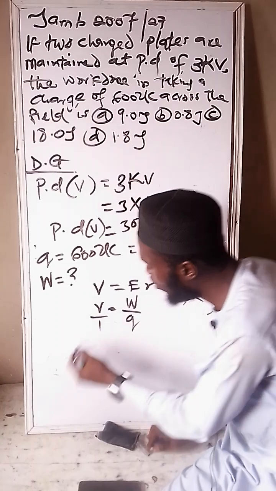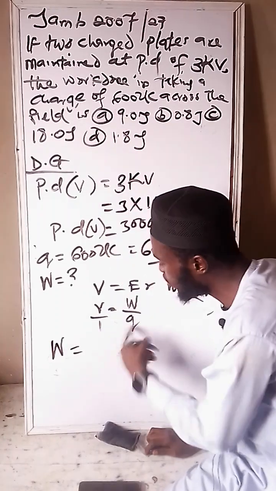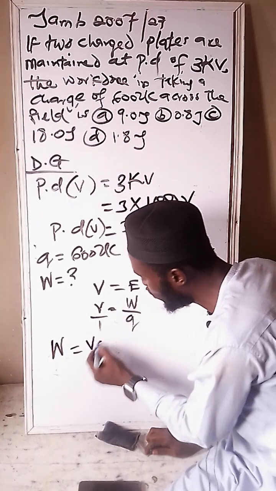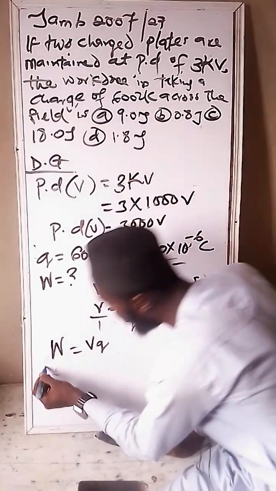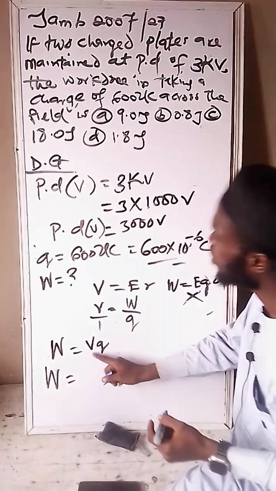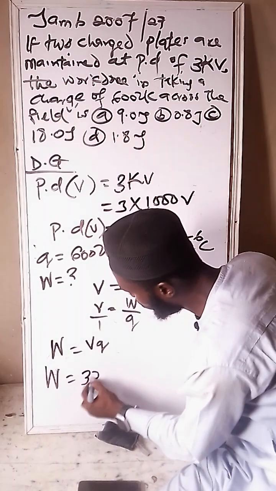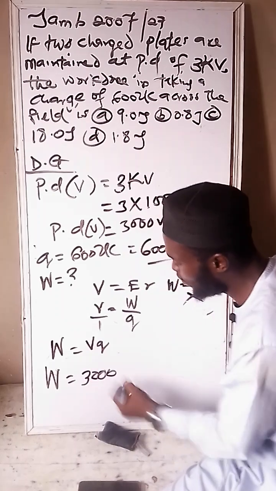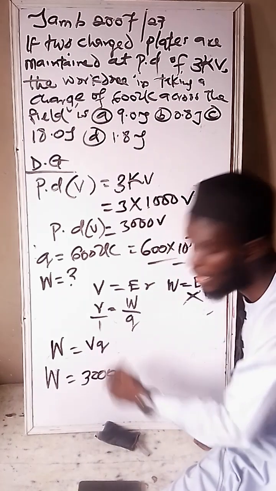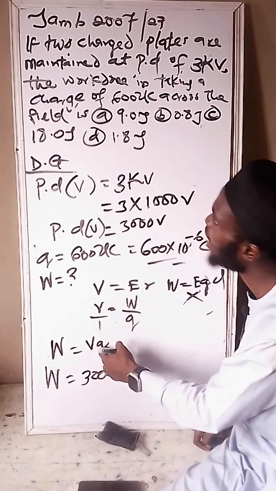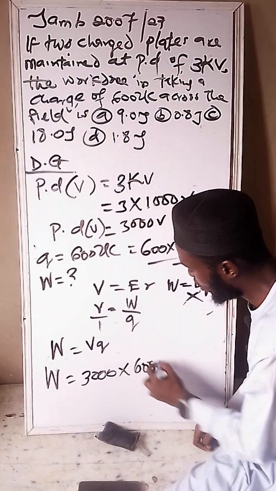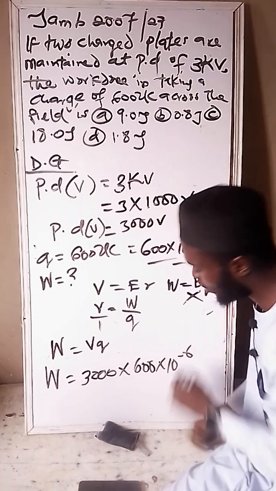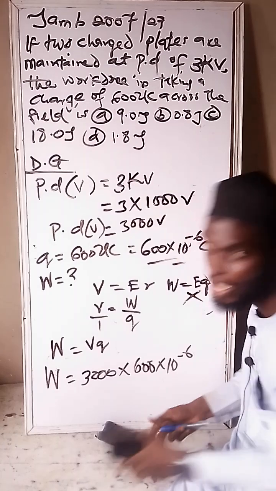W times 1 will give us what? W. V times Q will give us what? VQ. So this is the formula you will use in calculating work done. Now work done will be, what is our V? 3000, which is the potential difference. What is the sign that is joining them? Times. What is our Q? 600 times 10 raised to power minus 6. Now let's do a mathematical expression there.